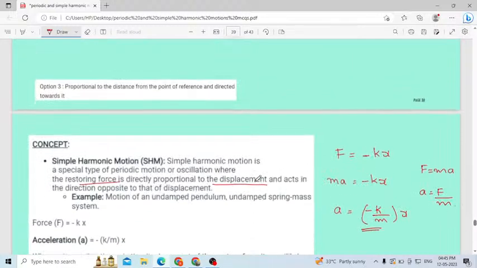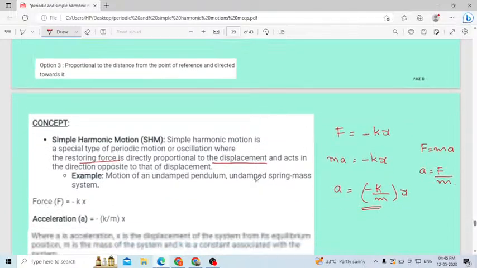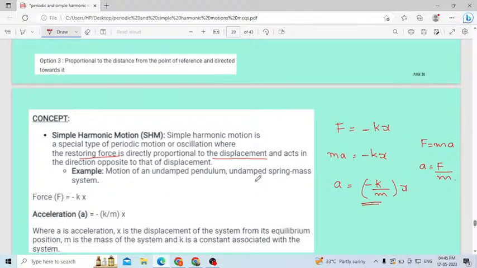Then what is the correct answer for this question? Proportional to the distance from the point of reference, directed towards it. Yes, this one is proportional to the distance from the point of reference, directed towards it. Option 3 is the correct answer.